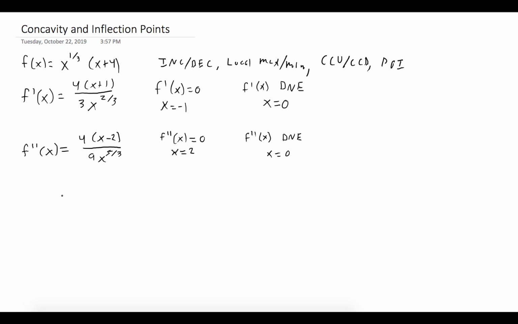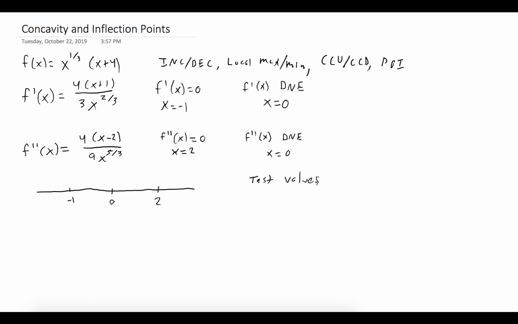So what we do now is we draw out a number line, and we break it up at each of these x values. X equals -1, x equals 0, and x equals 2. And what we'll do is we'll take a test value from each of these segments of the line. So our test values could be -2, -0.5, 1, and 3. And what we need to do is just check for the sign of the first derivative and the second derivative at each of these test values.